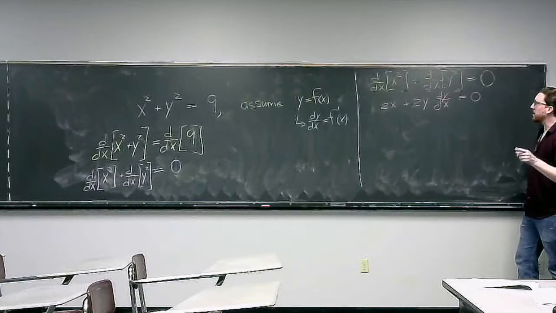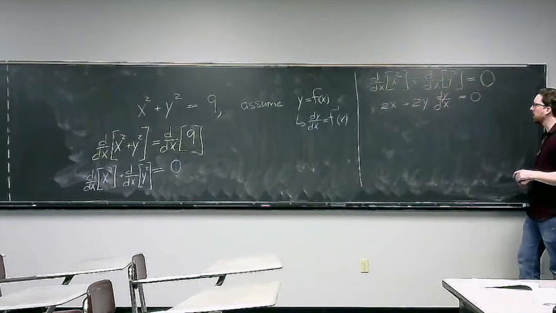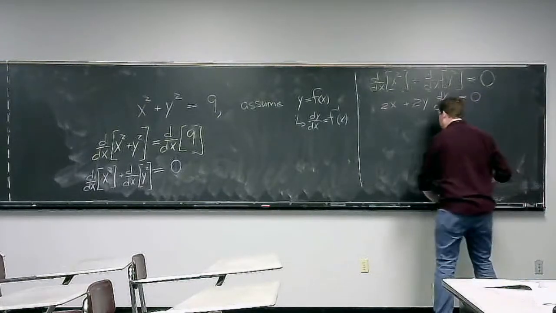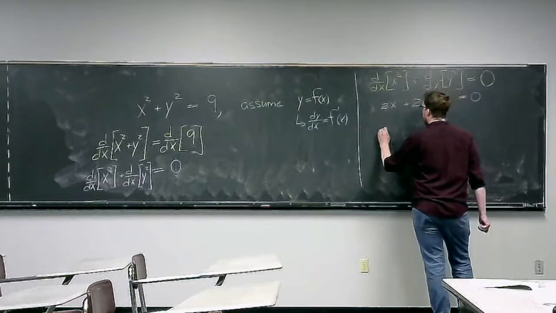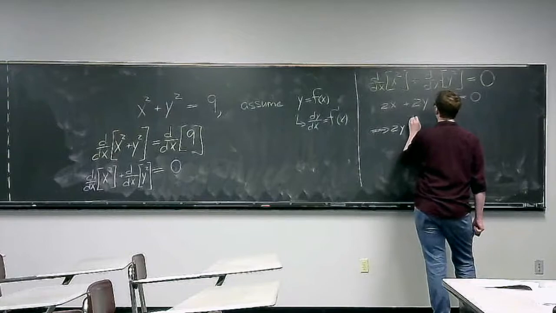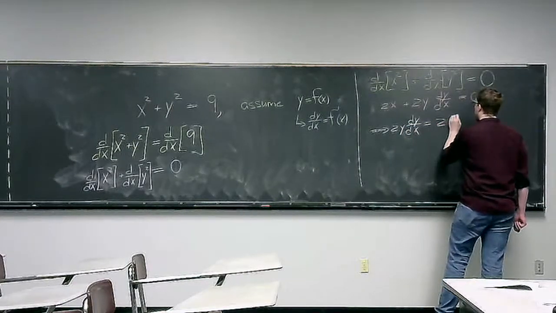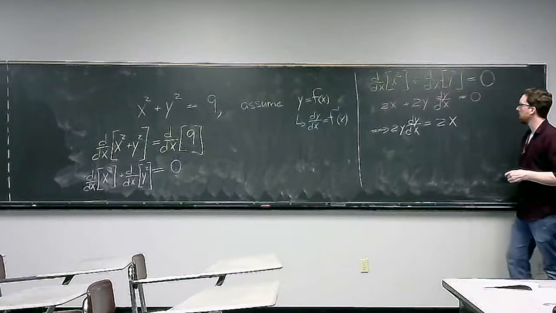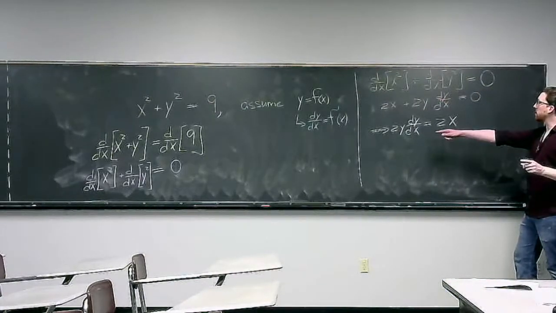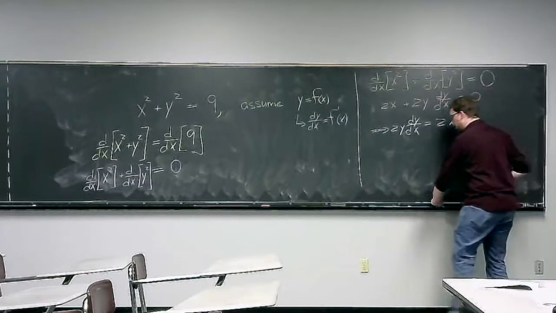I can kind of isolate the y's from everything else, right? I can do that by saying, this then tells us that 2y dy dx is equal to 2x. And you know what? If I were to divide both sides by 2y, I could just get dy dx on its own.